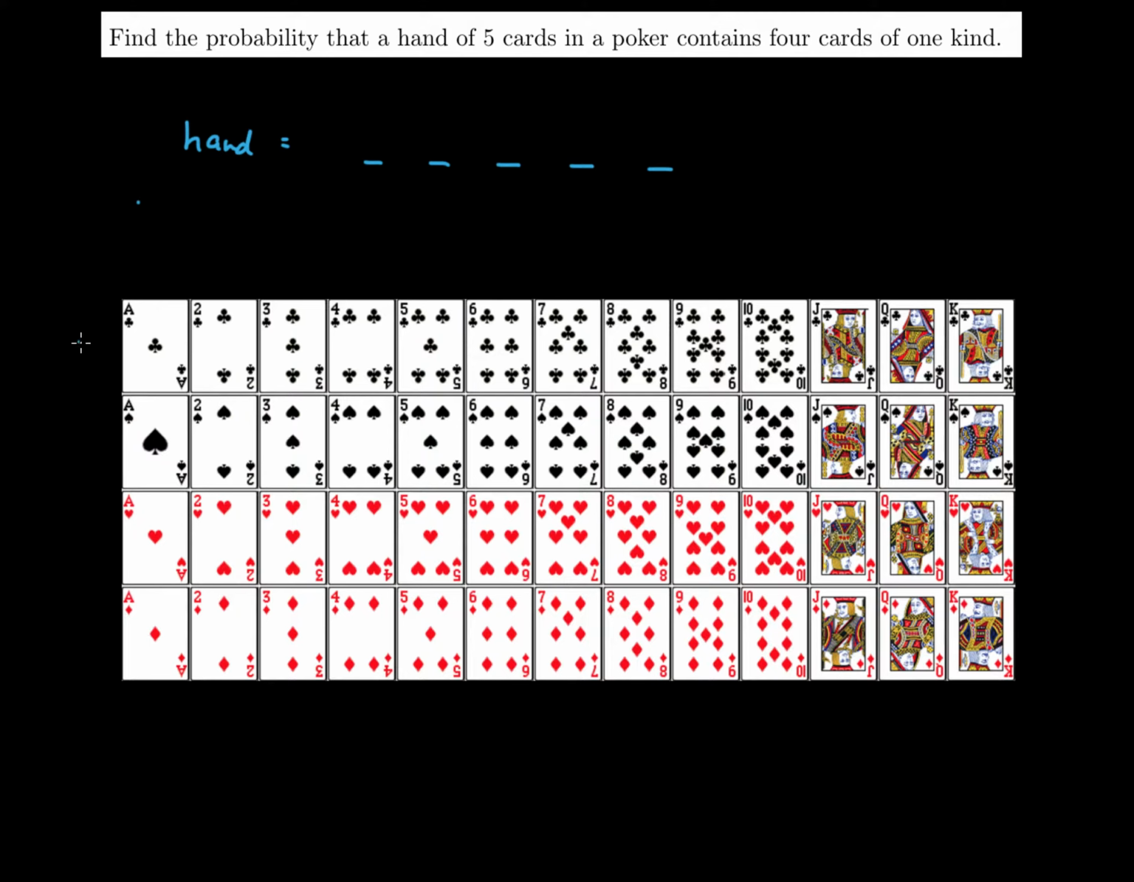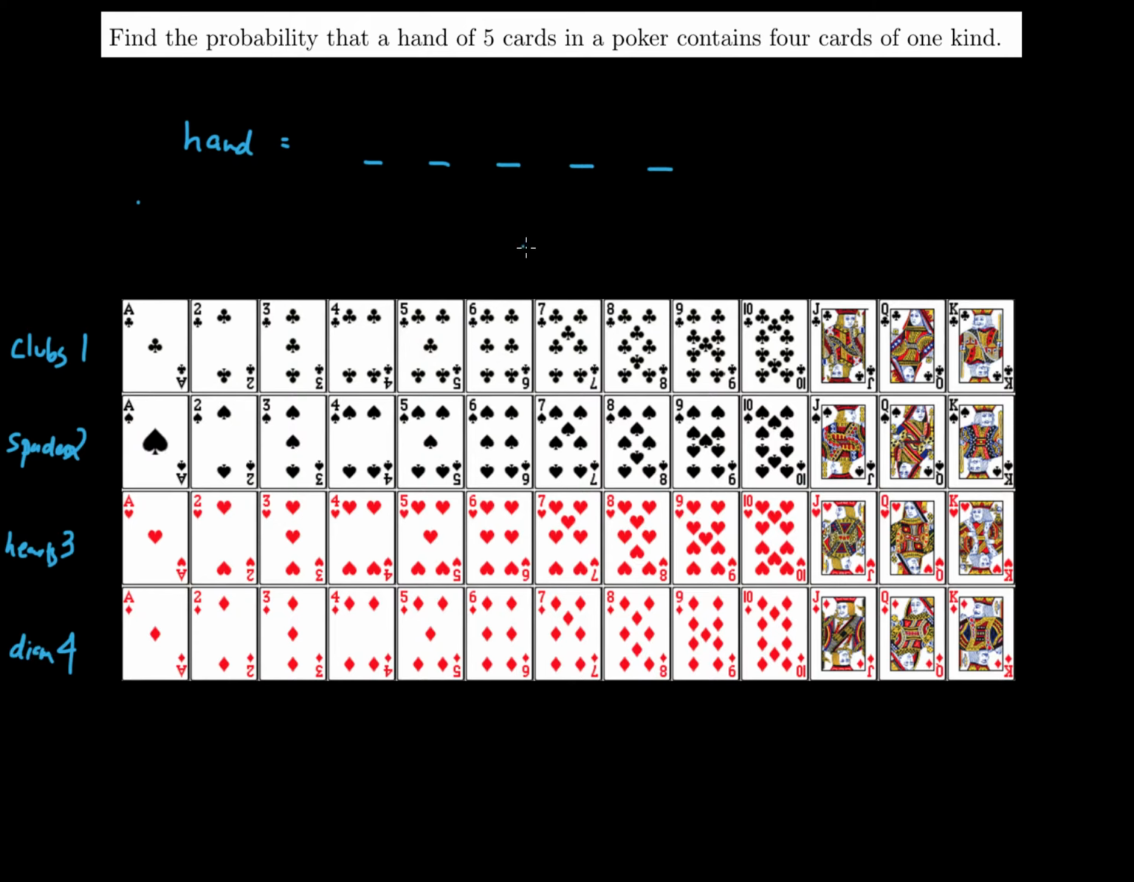Now, in a deck of cards here, what I have is these suits over here. So I've got suit 1, suit 2, suit 3, and suit 4. These are my clubs here. These are my spades. These are hearts. And these are diamonds.